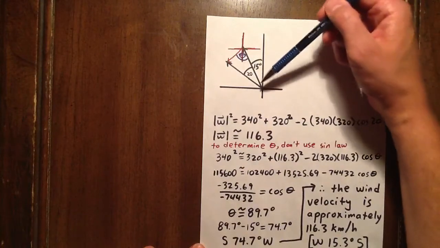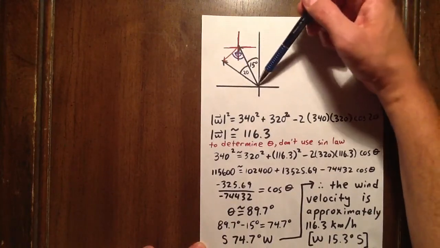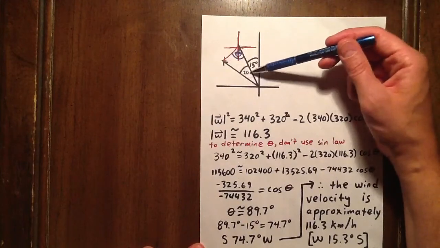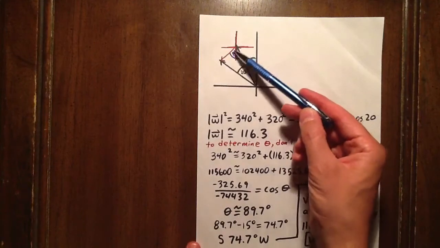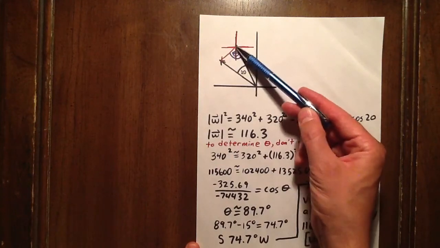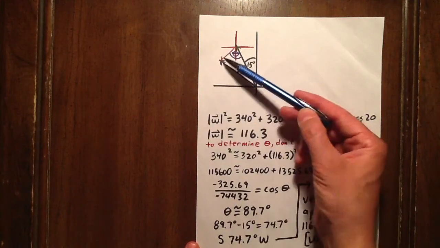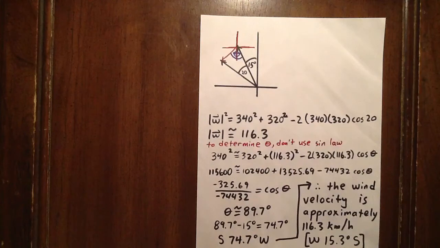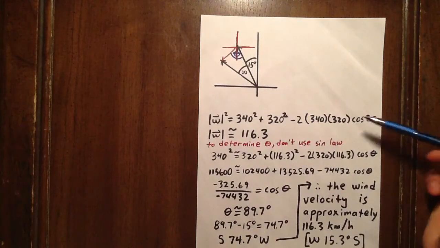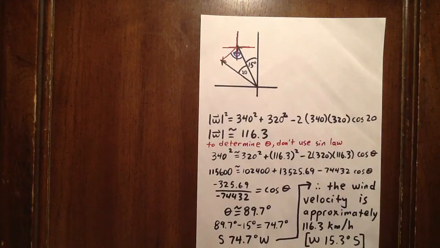So taking all that into account, we have a magnitude of 320 and a magnitude of 340 with a 20-degree angle in between them, right there. And we can see that our wind is going to be in this direction, and we want to determine first of all this magnitude up here. So we can see that the magnitude is going to be 116.3.